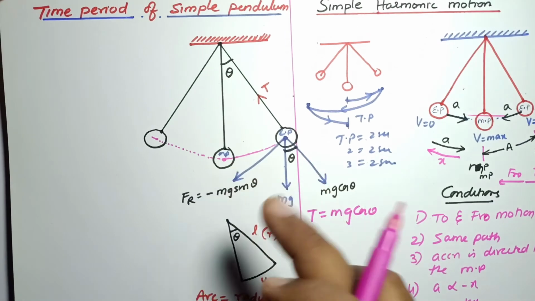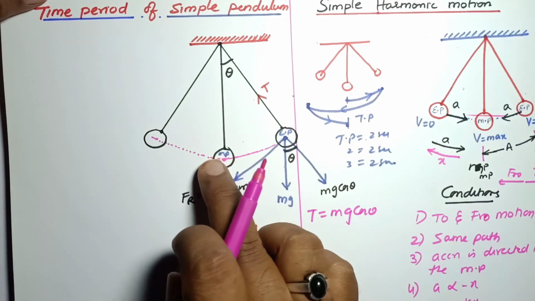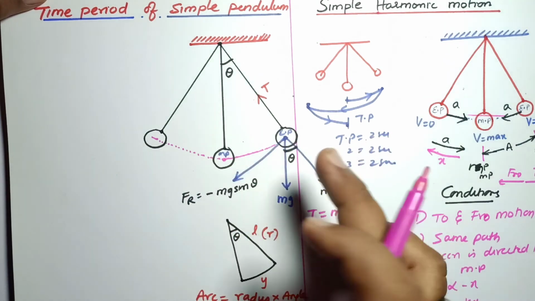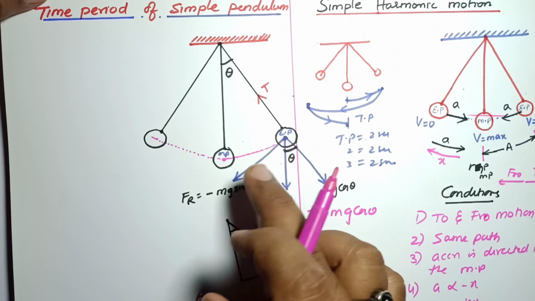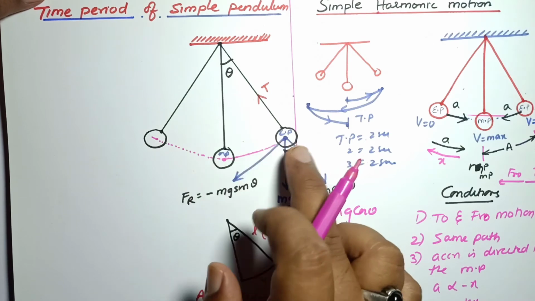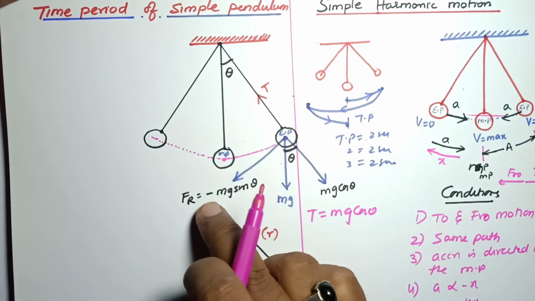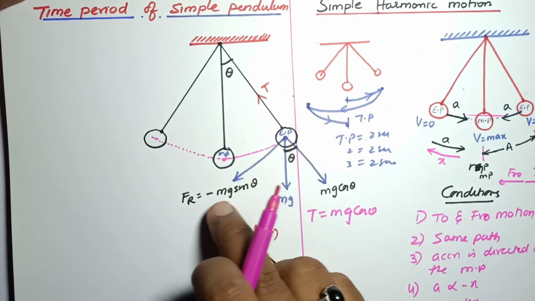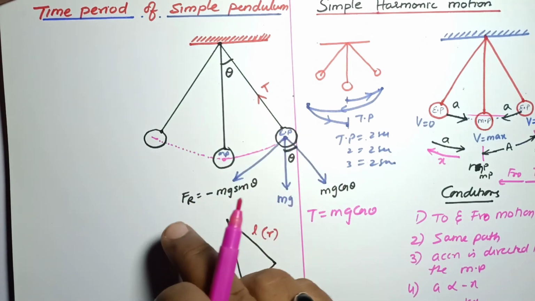Then restoring force means what? When the pendulum moves from the mean to the extreme position, one force will restore in the pendulum which tries to bring the pendulum back to the mean position from the extreme position. And that will be in the opposite direction to the direction of motion of the pendulum. That's why that restoring force is always considered to be negative.